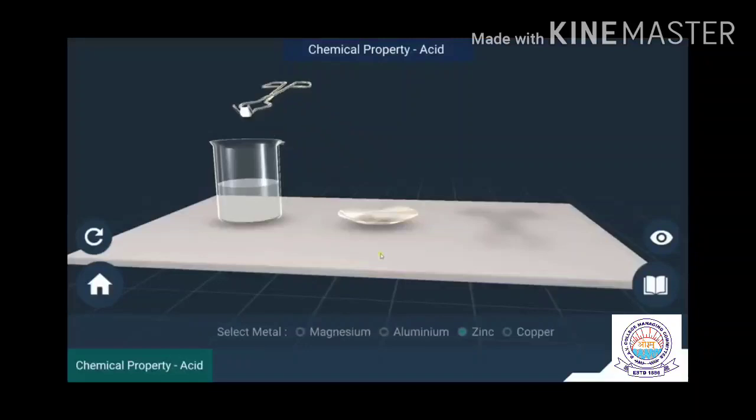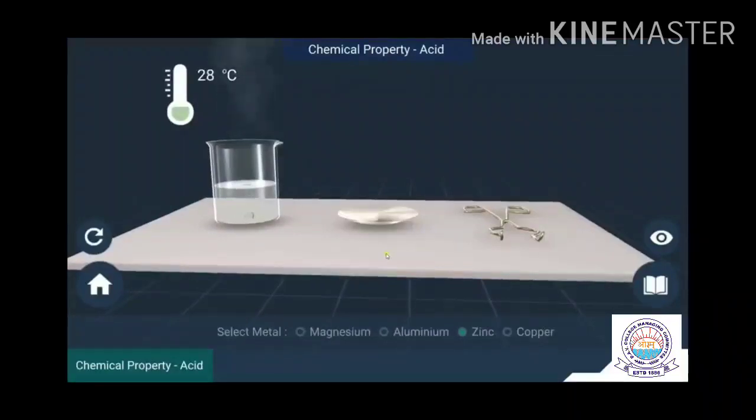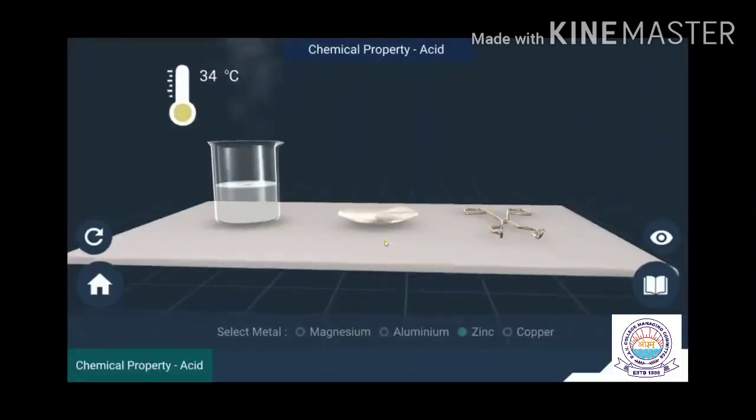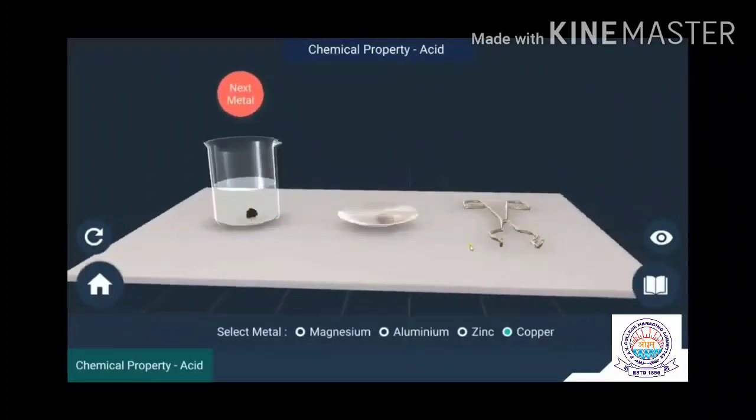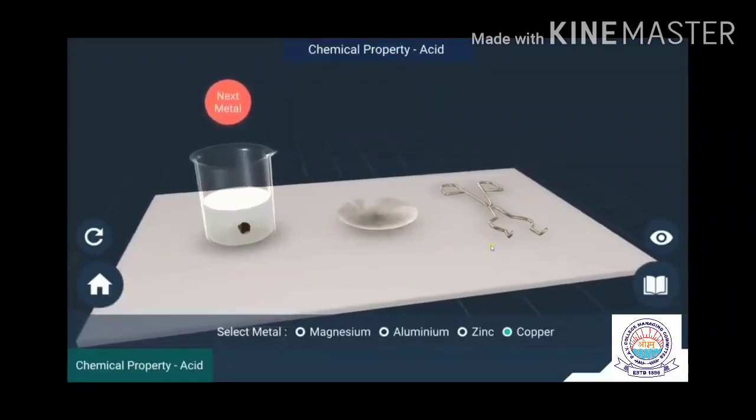Next, zinc. Let us see what zinc will do. Here also the temperature is increasing. Notice the pace. We have seen that compared to magnesium, aluminium reacts more vigorously with HCl because of its higher reactivity. Now see here it is 34 degrees. Don't you think the speed at which this metal reacts is comparatively lesser? Now copper. What will it do? Hardly any reaction. So copper hardly reacts with the acid. It could not displace the hydrogen, as we know, because it is situated lower in the reactivity series.